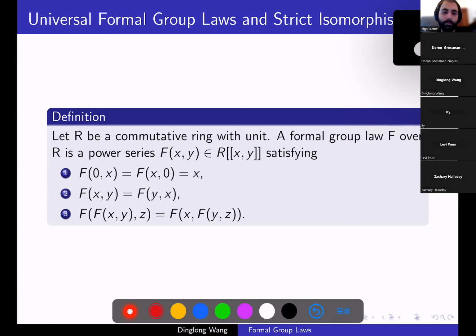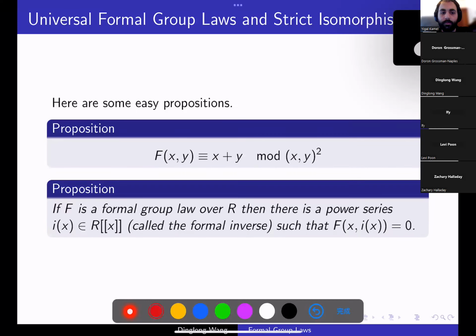Actually, this is a special case of general formal group laws, but we only care about this one-dimensional commutative formal group law, so I will just call them formal group laws. And here are some easy propositions you can derive directly from the definition.